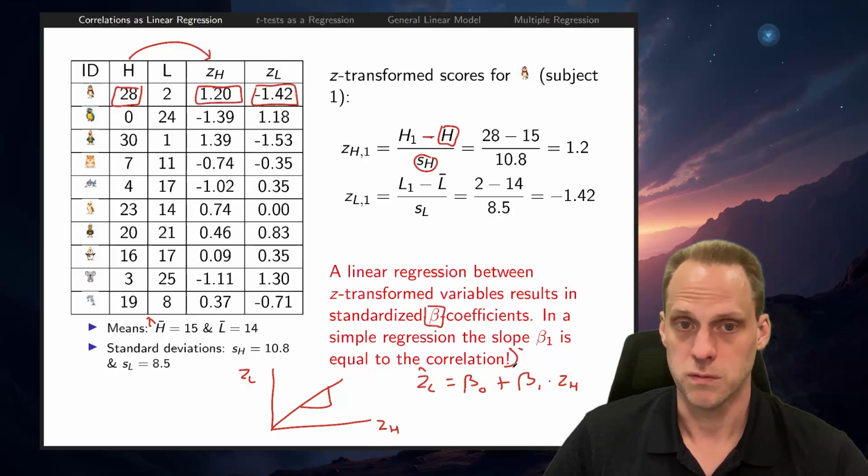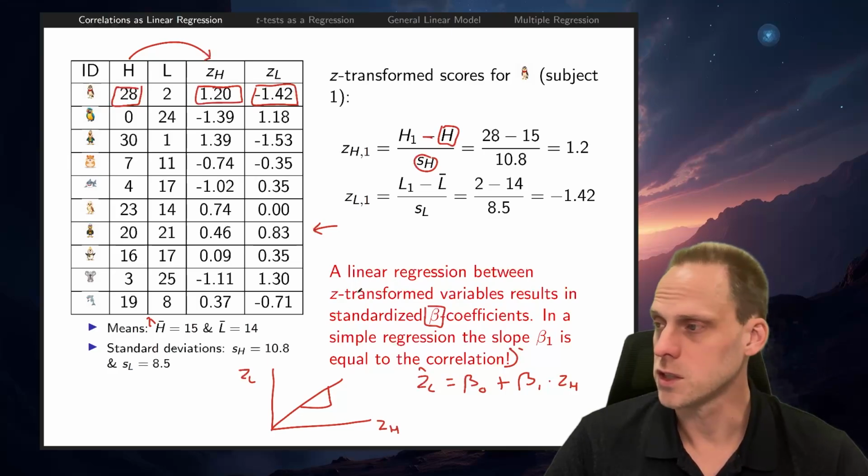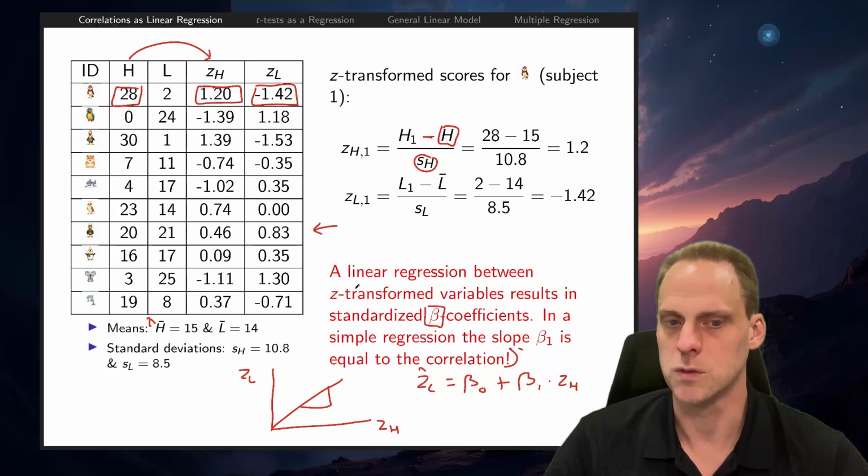Which is really, really cool. Now try it out in JASP. Just open JASP, fill in these numbers, create 4 columns, fill in these numbers, and you just try to play around with it, do a correlation test, do a regression analysis, see that they are the same.